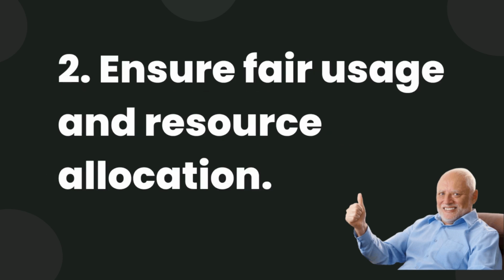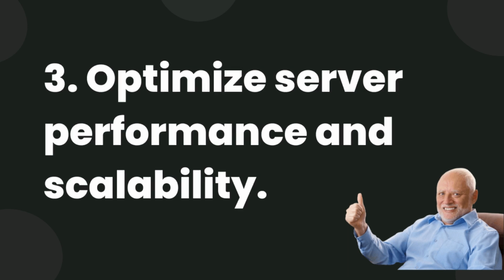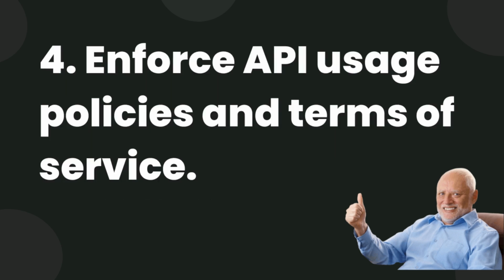Rate limiting ensures fair distribution of resources among all API consumers. Without rate limiting, a single user or application could monopolize server resources. APIs often have limited server resources such as CPU, memory, and bandwidth. By enforcing rate limits, API providers can optimize server performance, reduce response times, and improve scalability. For example, an API may restrict the number of requests based on the user subscription plan or impose different limits for different types of API endpoints.